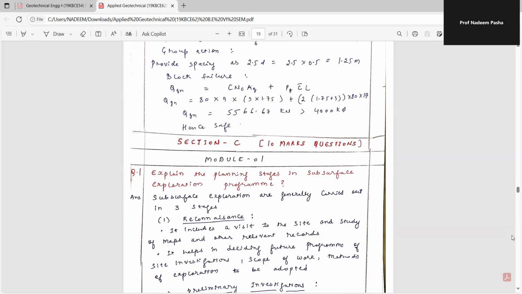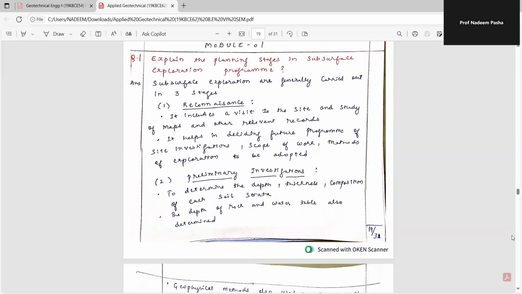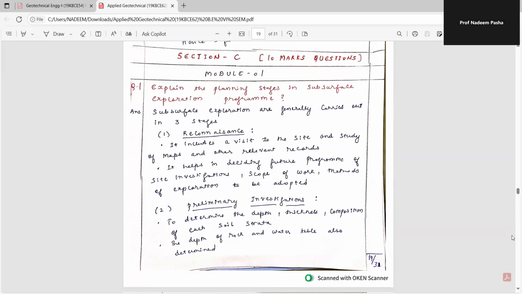Explain the planning stages in subsurface exploration program. The subsurface exploration is generally carried out in three stages: reconnaissance, preliminary investigation, and finally detailed exploration. In the first, reconnaissance, what is done is a visit to the site and study of maps and other relevant records. It helps in deciding the future program of site investigation, scope of work, and methods of exploration to be adopted.